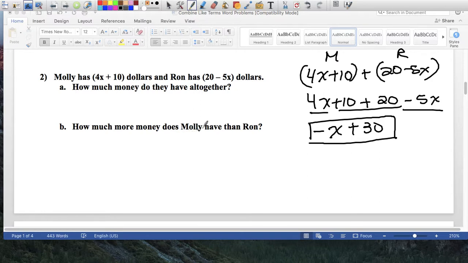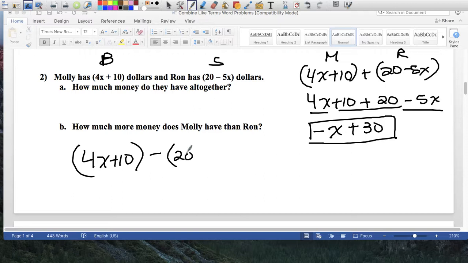Question 2, how much more money does Molly have? So Molly has the bigger amount, and this guy has a smaller amount. So it's going to be the bigger amount, 4x plus 10. And we're going to take away whatever Ron has to see how much more she has. So it's, again, put that in parentheses.